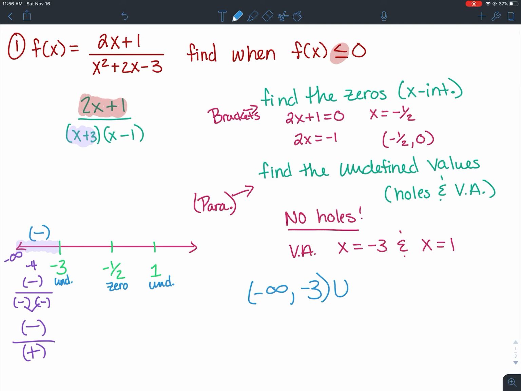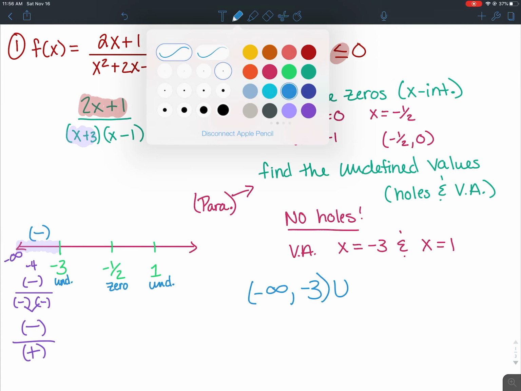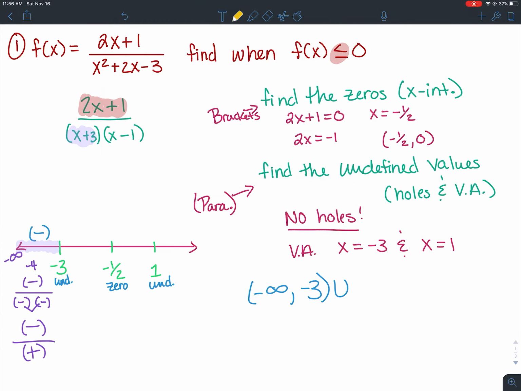Let's plug in the next one. What's between negative 3 and negative 1/2? Negative 1. If I plug in negative 1, that's negative 2 plus 1, so negative on the top. If I plug in negative 1 into that bottom parentheses, 3 is bigger, so it's positive.